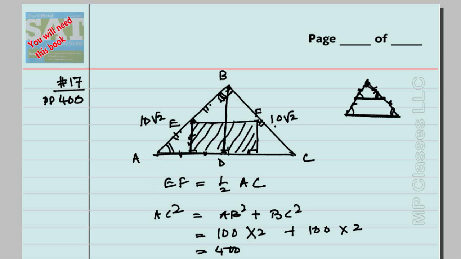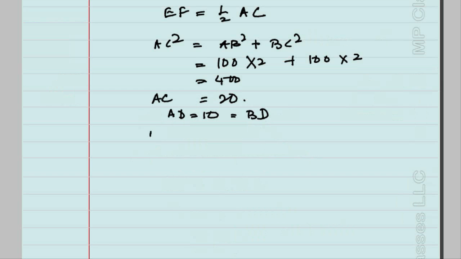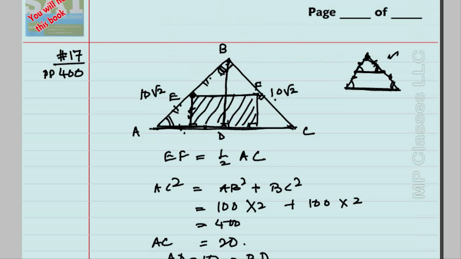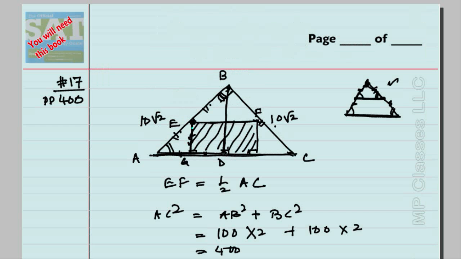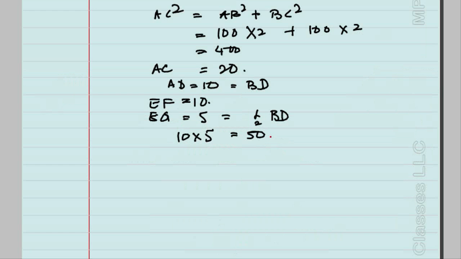Now EF, this is going to be half of this by the same theorem. So AC was 20, so EF is 10, and I call this as EG, and EG is 5, which is half of BD. So the rectangle will have area 10 times 5, which is EF times EG, so that is 50, and so the answer is going to be C.